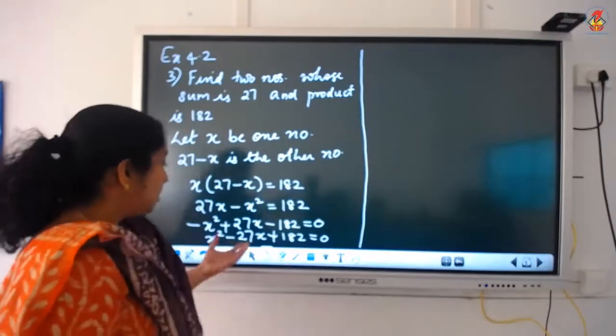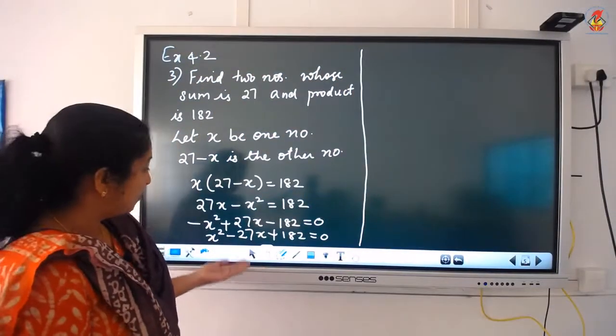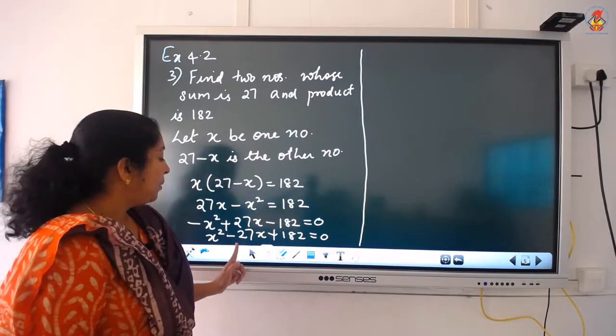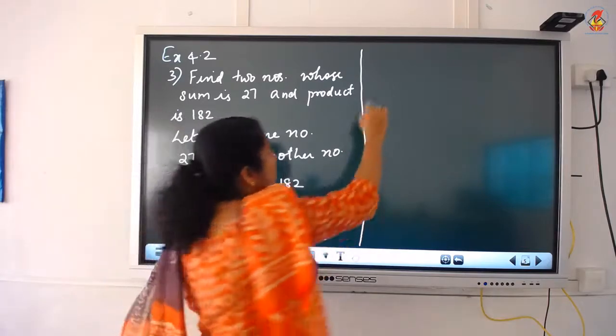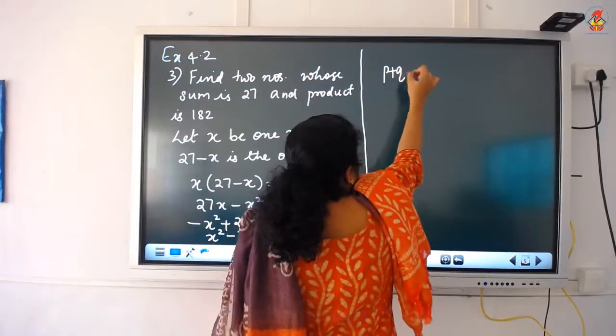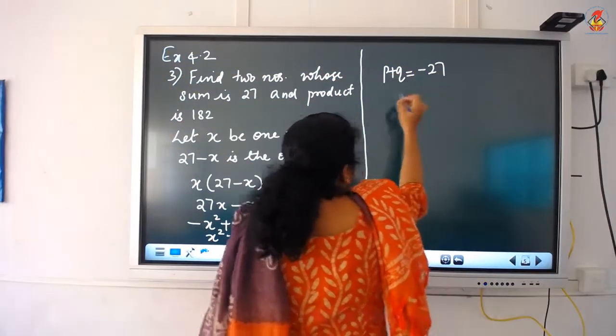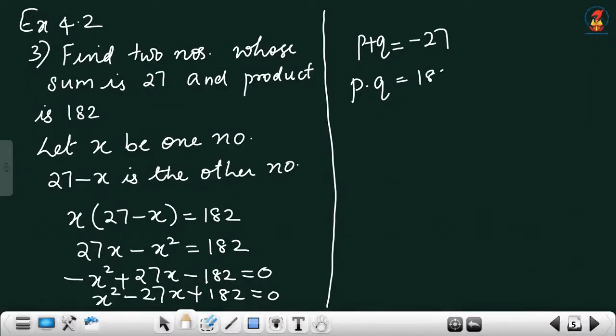So here also you have to identify two numbers p and q such that p plus q is equal to minus 27 and p into q is equal to 182. This gives p is equal to minus 14 and q is equal to minus 13.